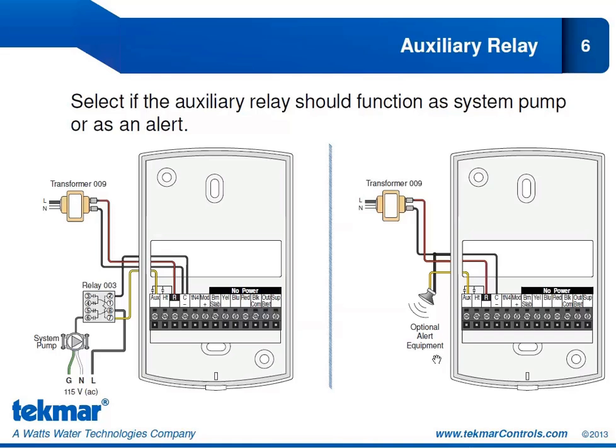On the other side, we can connect the auxiliary relay to some optional alert equipment. We can use that equipment to maybe generate a sound, or for more advanced alert equipment, it could even send a notification to us through email that something is wrong on our snowmelt system. So you would set up the auxiliary relay to operate either as an alert or as a system pump.